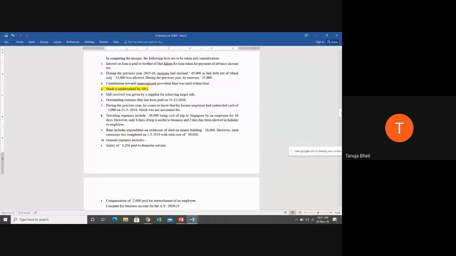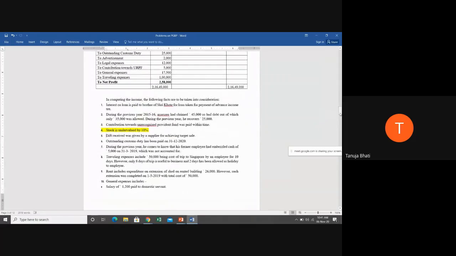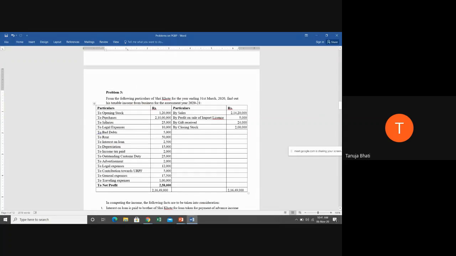Did everyone understand the stock portion? Because this was a new thing in the problem which we did. Theory we had completed, but this is the first time we put the theory and solved it in the problems. Did you all understand this? Yes, ma'am. Okay. Next is purchases.